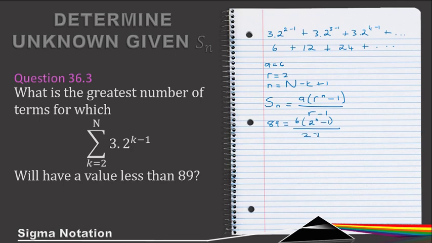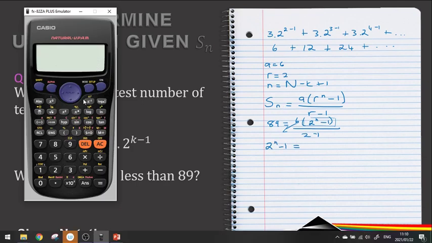Then to simplify, this just becomes 1, which then just simplifies to 6 times this. Then we can just divide both sides by 6, because I want to get this on its own first. So 6 goes up, 1 you can say goes up, multiplies, doesn't really matter. So what I'll be left with is then 2 to the power of n minus 1 equals 89 divided by 6.